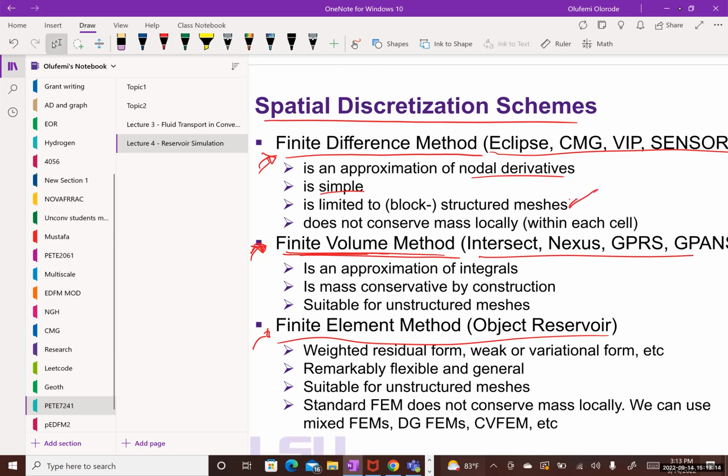This is limited to block structured meshes, of course, and extended like it's done in these commercial simulators to work with corner point grids, which will always have 6 faces in 3D, but those faces don't have to be perfect cubes. You can pinch out, you can have these kinds of shapes. It just has to have 4 sides.